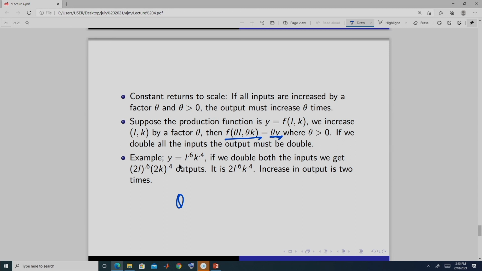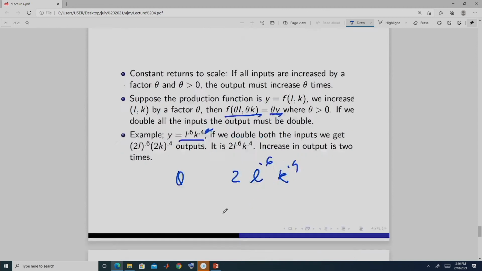So, for example, suppose the production function is L to the power 0.6 and K to the power 0.4. Here, if we double all the inputs, that is 2L and 2K, then we get the output 2 times L to the power 0.6, K to the power 0.4. So, output is exactly doubled, because we have doubled the inputs. So, this is called constant returns to scale, and this is one example of a constant returns to scale production function.